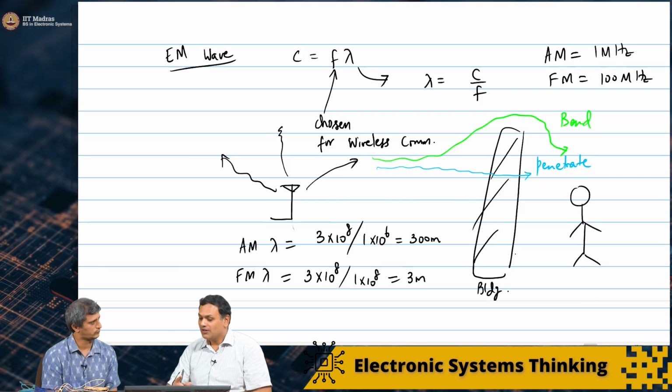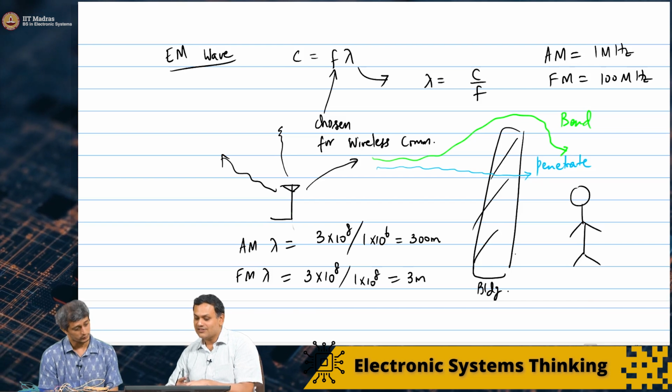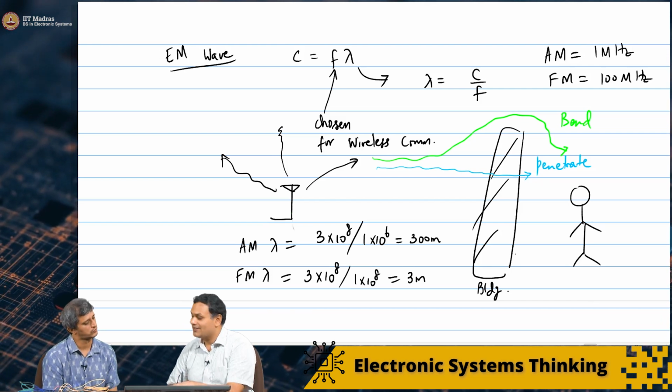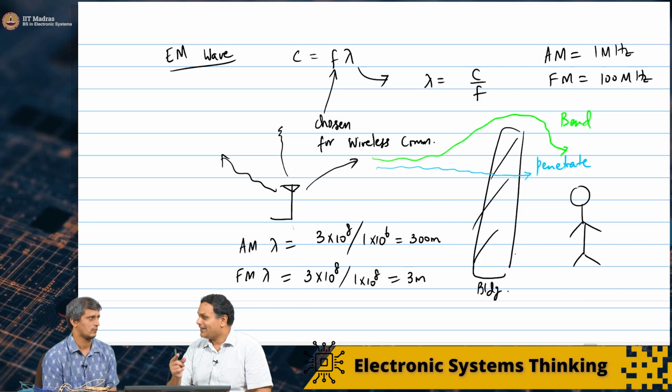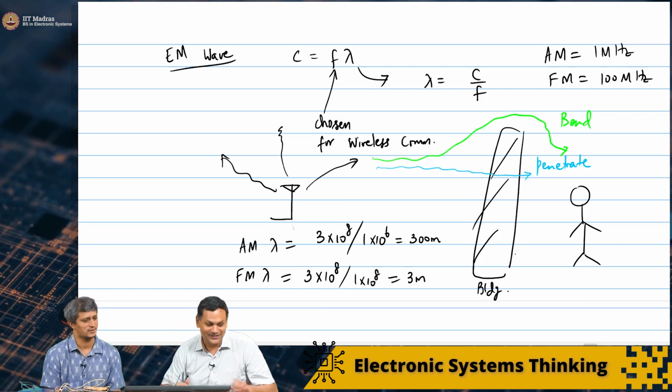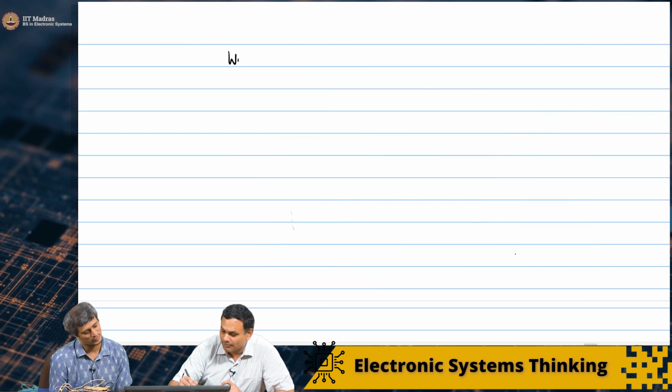Absolutely. Now you can see these calculations. If you choose 100 megahertz, it is giving you 3 meters. Now you see, if you go to 2.4 gigahertz, exactly, so Wi-Fi.